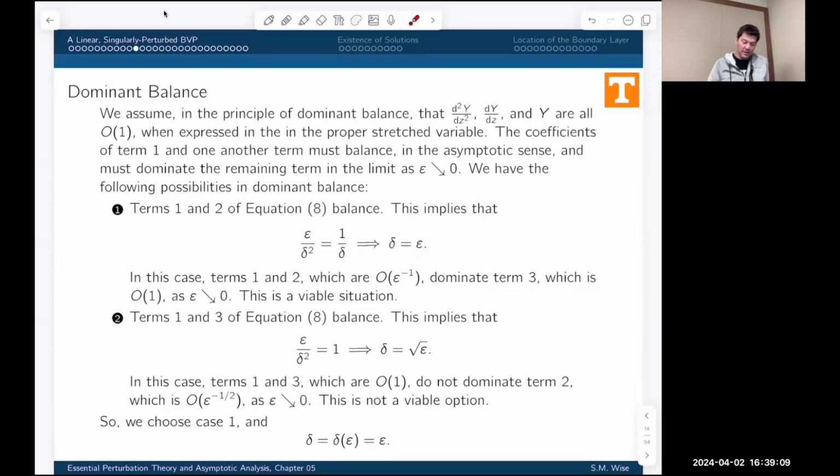In this case, terms 1 and 2 are order 1 over epsilon. As epsilon gets small, those get big, and they dominate term 3, which is order 1 as epsilon goes to 0. What's bigger, order 1 over epsilon or order 1? Order 1 over epsilon. So terms 1 and 2 will dominate term 3, and that is a viable situation for dominant balance. The other one is not going to be viable, but let's check it anyway. In this case, terms 1 and 3 of equation 8 balance.